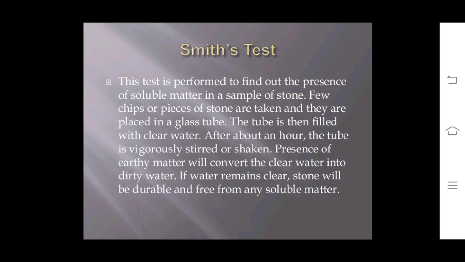The next field test is Smith's test. This test is performed to find out the presence of soluble matter in the sample of stone. A few chips or pieces of stone are taken and placed in a glass tube. The tube is then filled with clear water. After about an hour, the tube is vigorously stirred or shaken. Presence of earthy matter will convert the clear water into dirty or brown water. If the water remains clear, the stone will be durable and free from soluble matter.